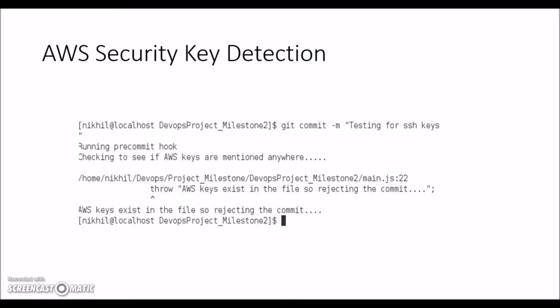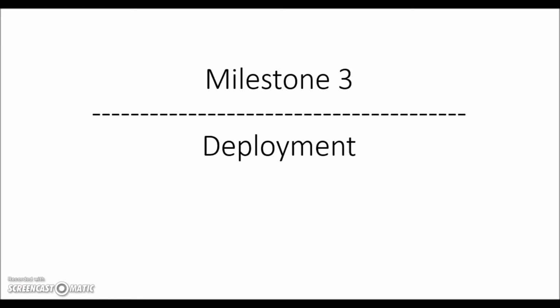A pre-commit hook has been configured to check for the presence of SSH keys, and if any of them are present, the commit will be rejected. Milestone 3, deployment.